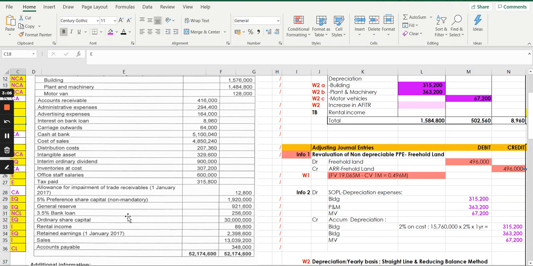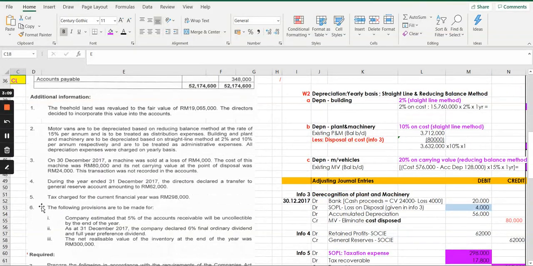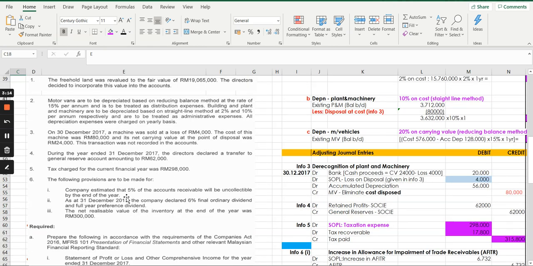The next information is number 6. Number 6.1 is on allowance for impairment of receivables, where you are informed that 5% is the estimation of the expected credit loss allowance of the company. They have this lump sum percentage of 5% for all accounts receivable, assumed to be uncollectible by the end of the year. This is the estimation you are trying to find for your allowance account at the end of the year.